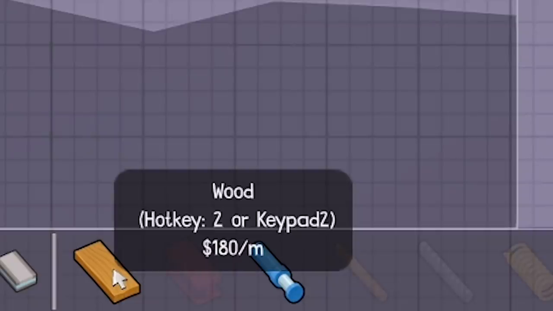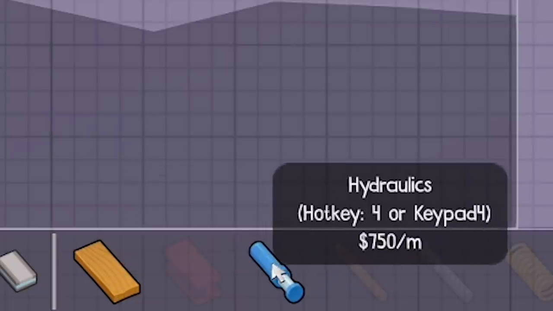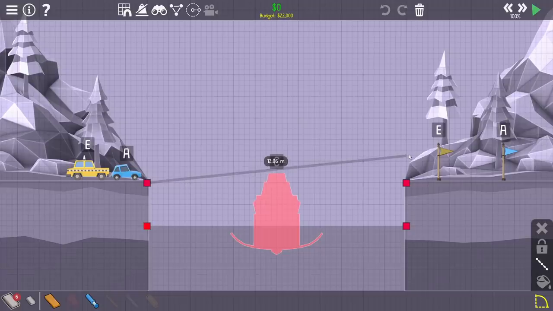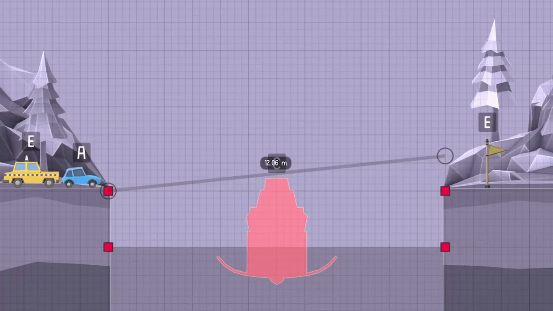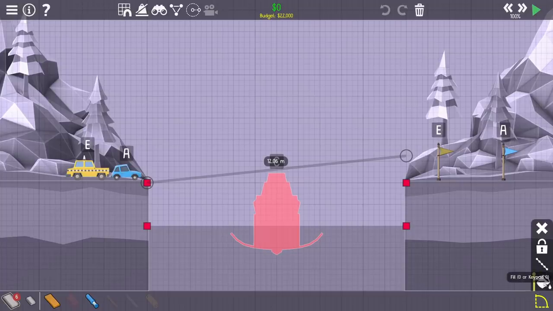So if we look at this, you can see wood is $180 per meter. Hydraulics, $750 a meter. That's expensive. So the key is to try and avoid using hydraulics. I know it's a bit weird, but let's fill this in with road. And you'll see exactly my thoughts along here to avoid using hydraulics.